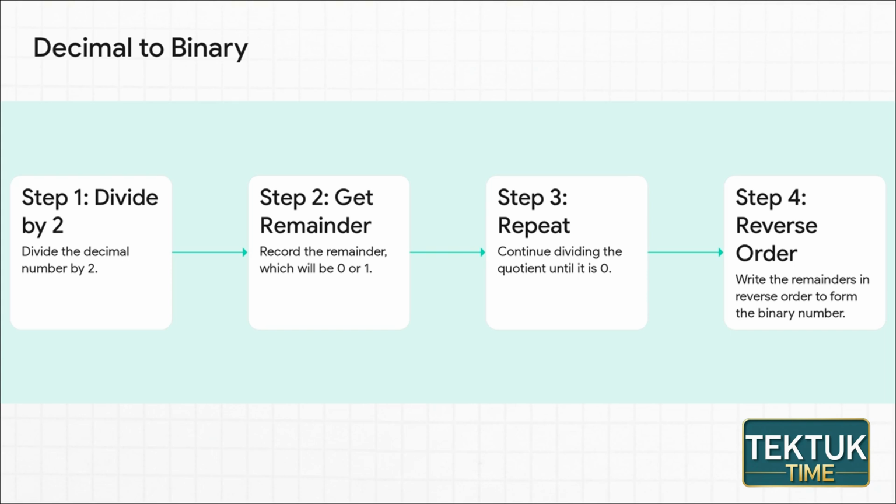Then you write down the remainder. It's always going to be either 0 or 1, right? You keep doing that, dividing the result by 2 again and again until you can't divide anymore. And here's the trick. You take all those remainders you wrote down and just read them in reverse order.